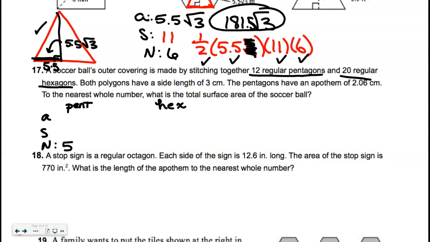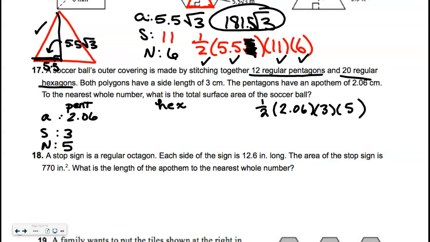Both polygons have a side length of 3. Well, they have to so that they can stitch up, right? And it says the pentagons have an apothem of 2.06. So for my pentagon, they gave me everything I need. Okay, so let's go deal with those first. We're going to take out our calculator. For the pentagons, we're going to do 1/2 A, and Parker, I'll have you do that for me, S, N. They handed me everything for the pentagon. Multiply that out.